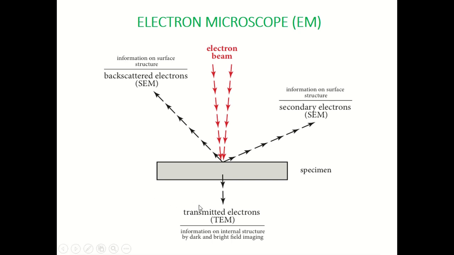For the transmission electron microscope, they focus the electron beam through the specimen, so it passes through the specimen to provide an image of the internal structure of the specimen. Meanwhile, for SEM, they focus the electron beam onto the surface of the specimen, so the image information will show the surface structure of the sample.